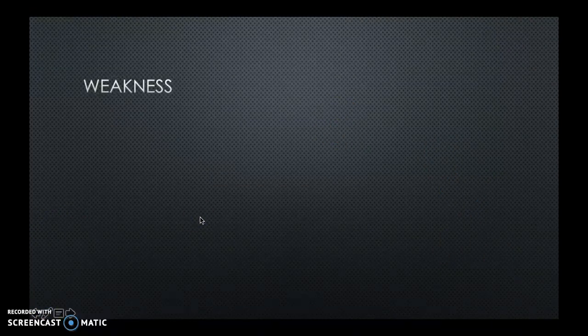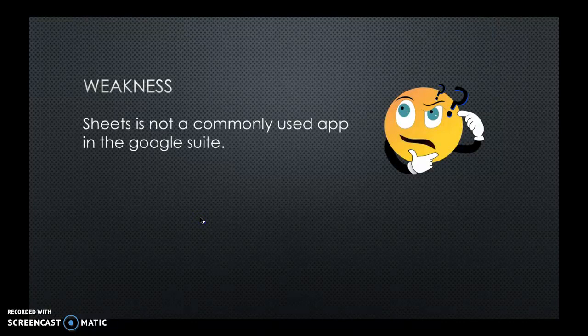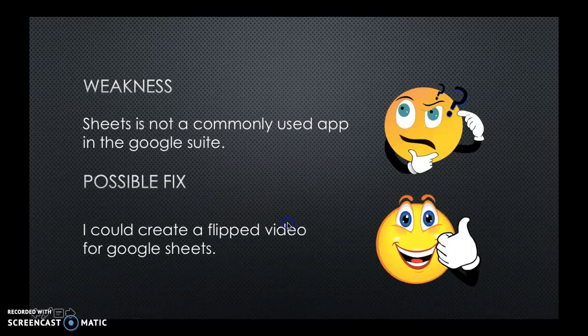Now this lesson does have a weakness, and that weakness is that Google Sheets is not a commonly used app in the Google Suite system. Typically, if teachers are giving students access to Google during the class, they're using things like Google Docs to do assignments in. They could use Google Slides in order to create a presentation. Sometimes they'll even use Google Forms in order to do an exit ticket or a formative assessment. However, typically teachers steer clear of Sheets because it's something that they themselves have not had a lot of practice with. And so the biggest way to fix this is by doing a flipped class video.